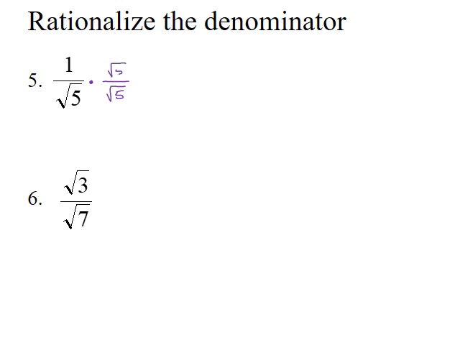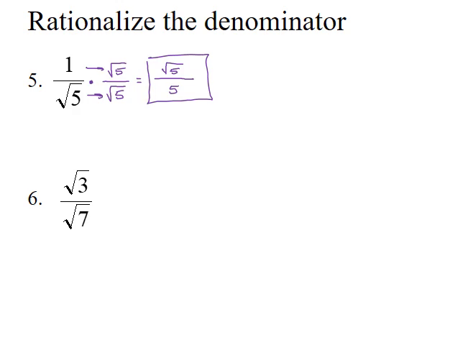But whatever you do to the bottom, you have to also do to the top because that has to keep it equivalent. Then you can multiply straight across the top and the bottom. 1 times the square root of 5 is the square root of 5, and the square root of 5 times the square root of 5 is just 5. As you can see, it's not a different answer. It looks completely different, but these are equivalent, but there are no radicals on the bottom. That's the key there.